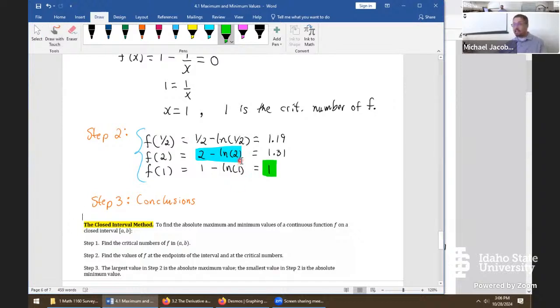Notice how I highlighted. WebAssign is more often than not going to want the actual exact figure. So when we say absolute maximum, we're referring to this right here. Definitely don't say the 2. That's not the maximum at all. That's just the input that takes you to the maximum. So our conclusion will go like this. 2 minus natural log 2 is the absolute max.